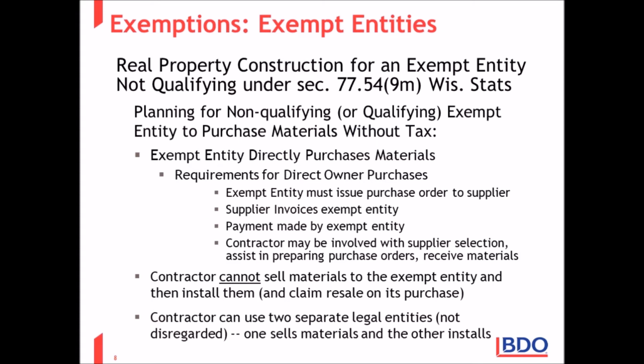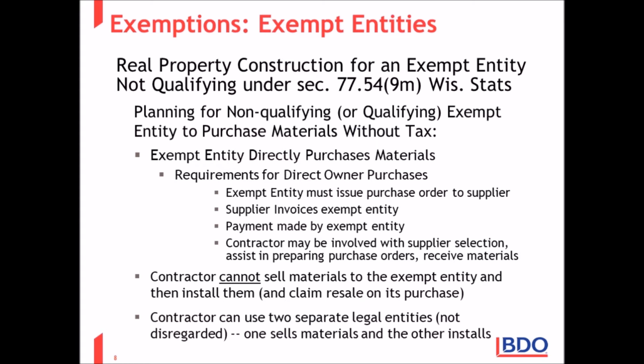So when you're dealing with real property construction for an exempt entity that's not qualifying under that specific statute section, if an entity does not qualify for the building materials exemption, there is, and really there always has been, some planning that you can do so that the material purchases can be not taxed. So when you're planning for an exempt entity to purchase materials without tax, the exempt entity can directly purchase those materials, and that would be the direct owner purchases. The contractor can be involved with the supplier selection, assisting with preparing purchase orders, but the payment has to be by the exempt entity, and the exempt entity has to be issuing a purchase order, etc.